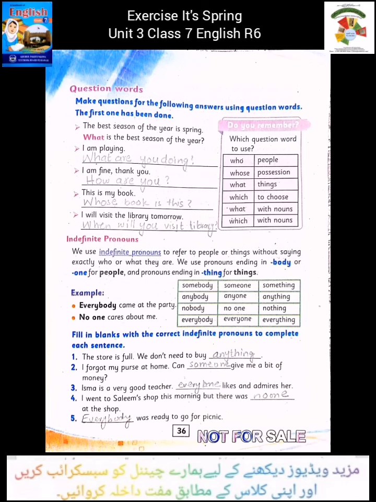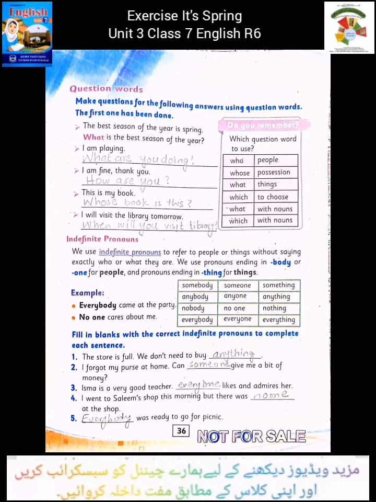For example, everybody comes at the party. No one cares about me. Here no one is being discussed. So everybody, no one, we know that someone is being discussed or a person is being discussed here. So we use one or body, like earlier discussed in the paragraph, for a person. Fill in the blanks with the correct indefinite pronouns to complete each sentence.